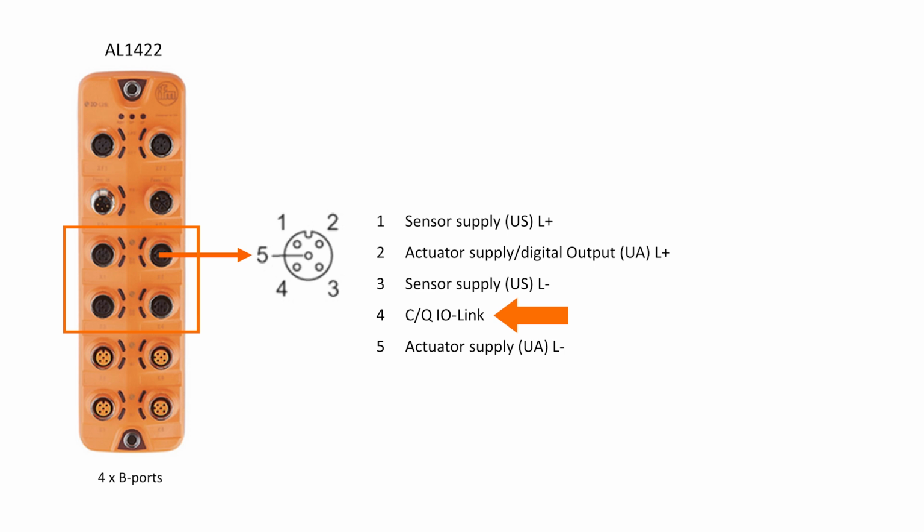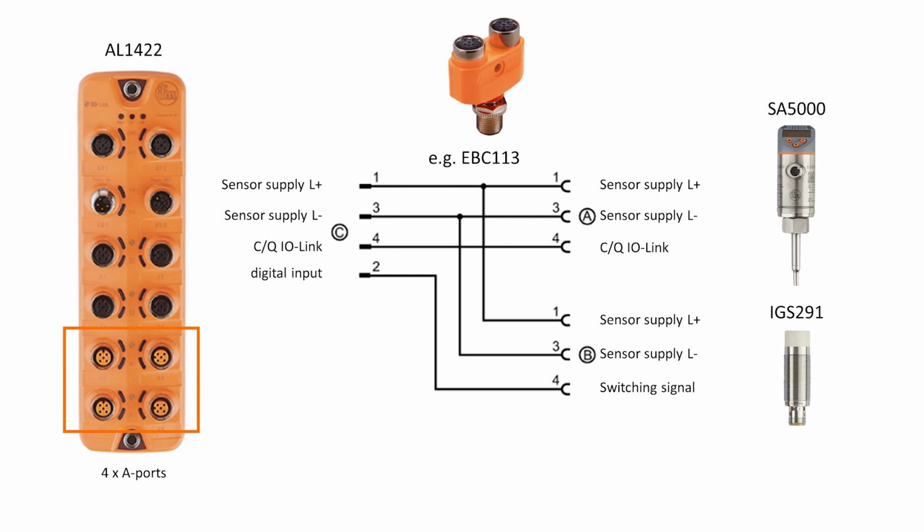It is also possible to use pin 4 as a digital input or output if no IO-Link signal is used. A B port also allows separate power supply of actuators via pin 2 and 5, or use of pin 2 as a digital output. For this reason, port 5 is used to connect the sensors. As in the previous example, we use a Y splitter to connect the IO-Link signal from the SA5000 flow sensor to pin 4 of the A port. We also use an IGS291 inductive sensor for the digital switching signal and connect it to pin 2 of port number 5.